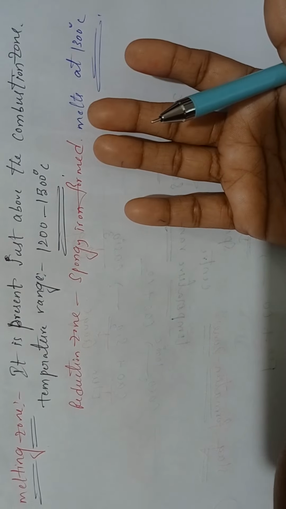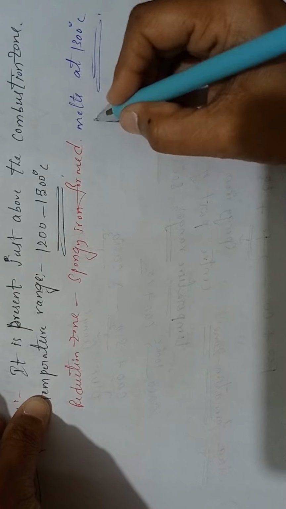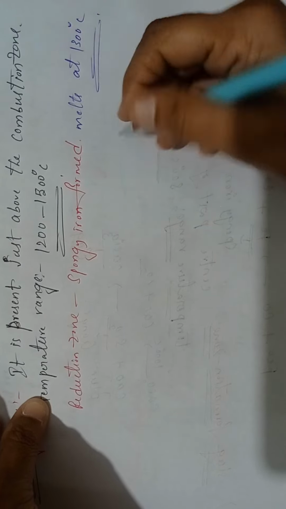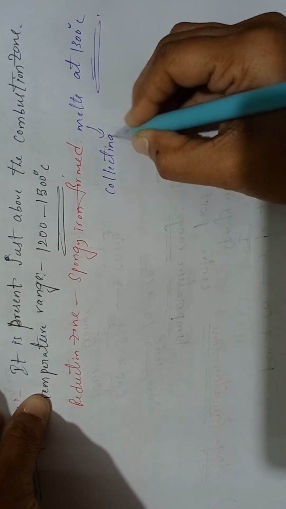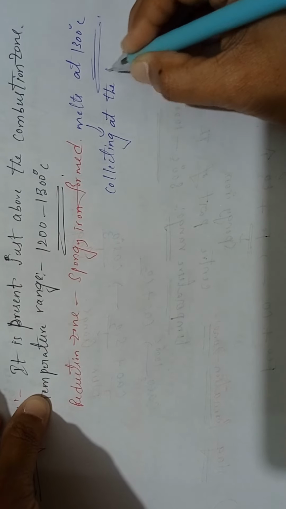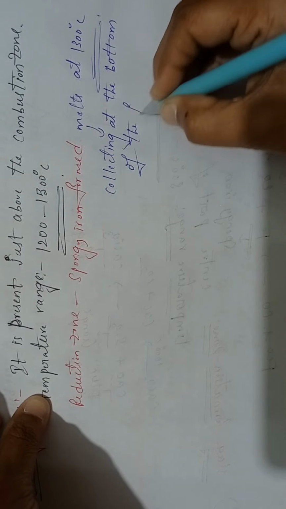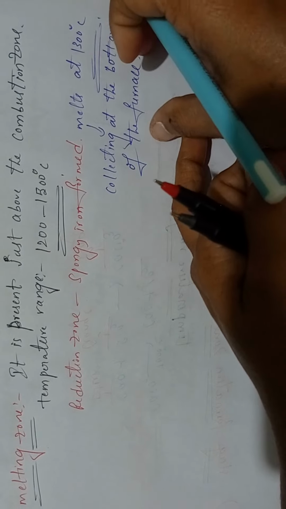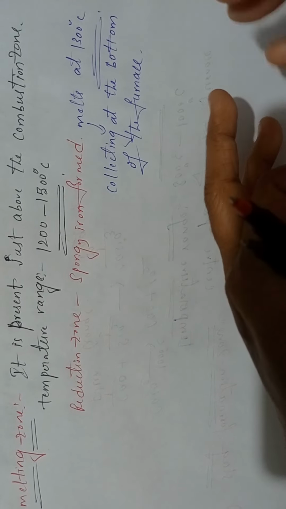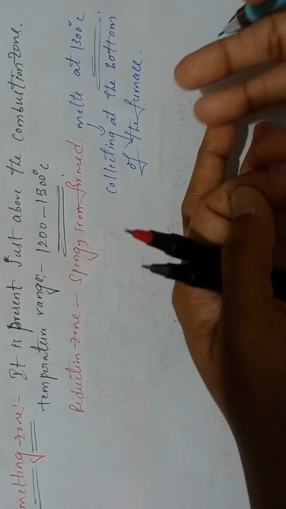It collects at the bottom of the furnace, where the iron melts at 1300 degrees Celsius. Are you clear? So that means we will get liquid melting iron here. We'll call it molten metal. Molten metal we will get.